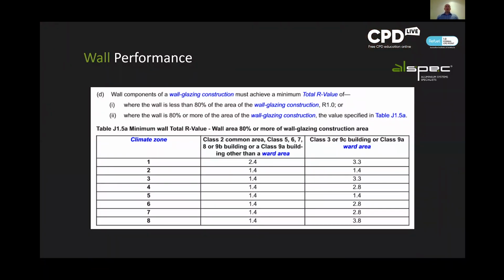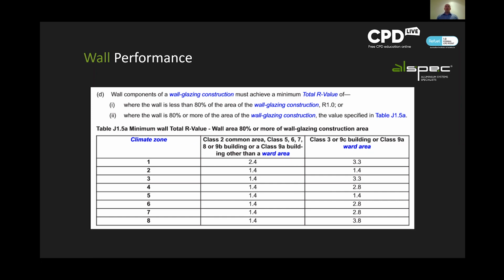So wall performance. We've got a U value for the whole facade system, but there are some areas we need to look at individually, and wall performance is one of them. So where you've got a wall performance of less than 80% of the window wall construction, there's a backstop minimum R value of R1. So if you think of a mainly glass building with spandrel panels, if the wall system is less than 80%, there's a backstop minimum of R1. So we've just got to consider that when we start looking at spandrel panels.